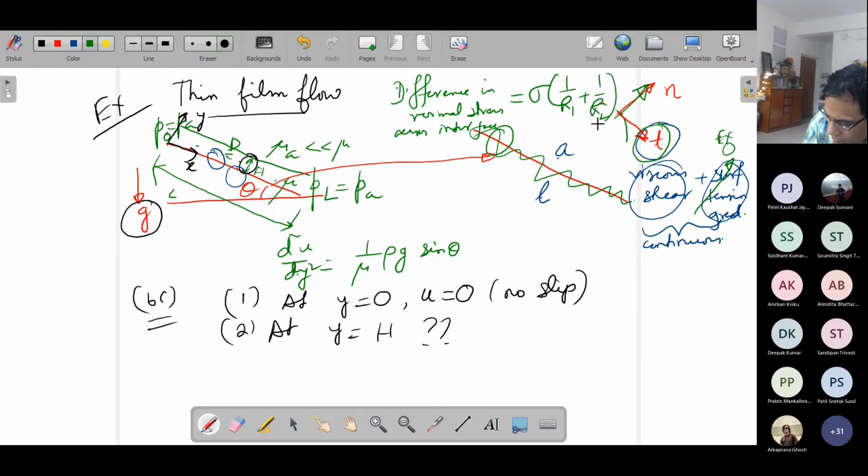In a static interface, this difference in normal stress is only due to the pressure difference, that is delta P. In a dynamic problem, it is delta P plus the viscous normal stress. So whatever it is, this you may have studied in physics, I'm sure, at some level or the other: the pressure difference across a curved interface in equilibrium is this one.